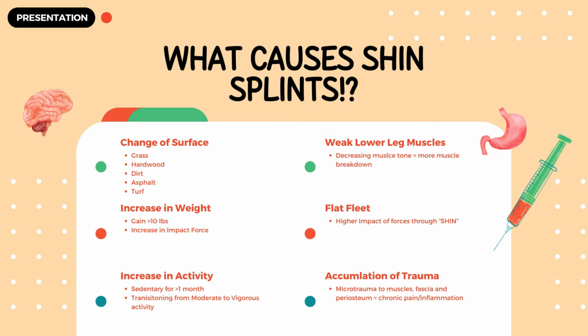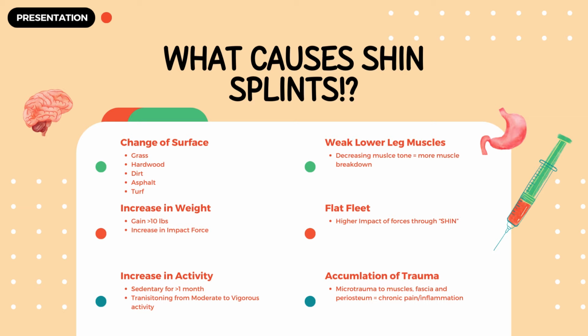There are a few things. For me, I just pretty much put them in six different categories. One, change of surface. Two, increasing your weight, meaning how much you weigh. Increasing activity, weak lower leg muscles, flat feet, and accumulation of trauma. So let's start with the change of surface. We're going to be on this slide for a little bit, so just bear with me.